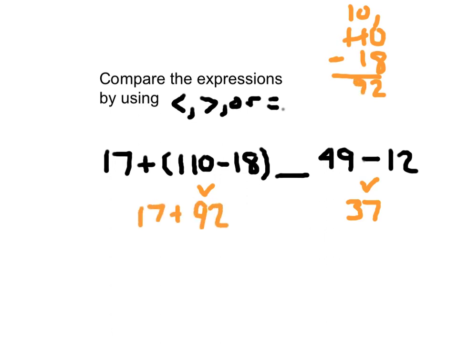92 plus 17, 109. 109 is bigger than 37. Okay, so we put a greater than sign there. After you've shown all that work, be very careful to write in the correct sign. Remember that this is less than, this is greater than. Or if the two expressions happen to be equal, then you can go ahead and write equal. This whole thing here, that whole number sentence, is called an inequality.